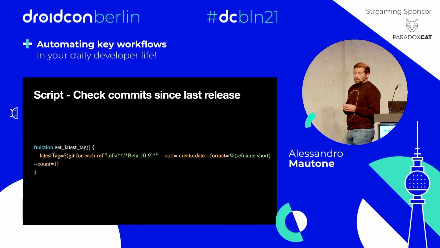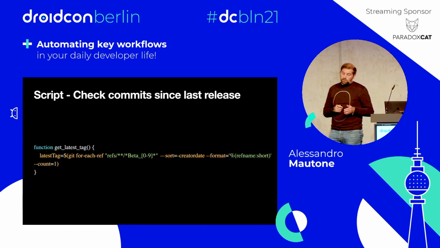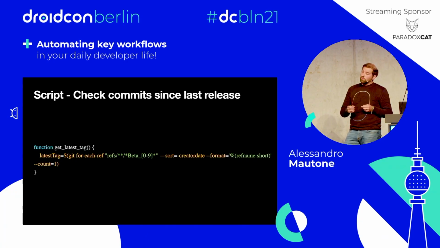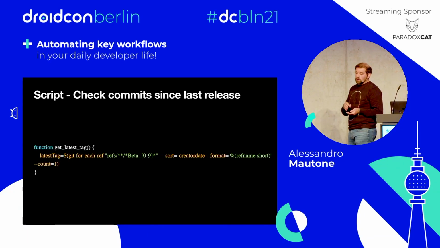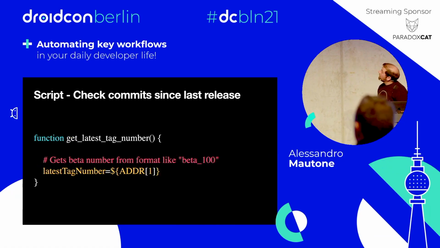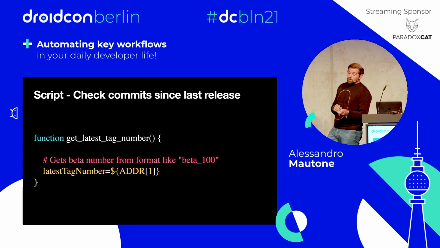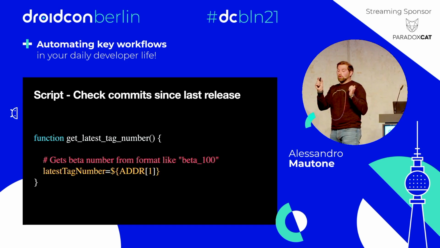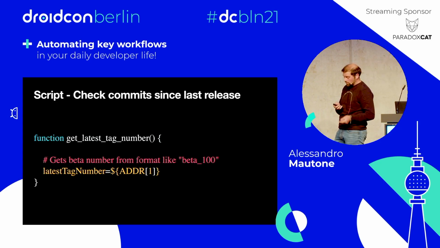We have this function called get latest tag, and here what we're doing is just using a simple git command where you can see there is beta underscore brackets 0-9, which is the format we defined before, so we are filtering all the tags with that format. We are sorting them by creation date, and then we are getting only the latest one. And we are storing the value of this in the latest tag variable. Then we have another function called get latest tag number, and this is simply splitting the variable we defined before with the tag name and getting the number part. So if we have beta underscore 100, you're going to have 100 in the latest tag number variable.